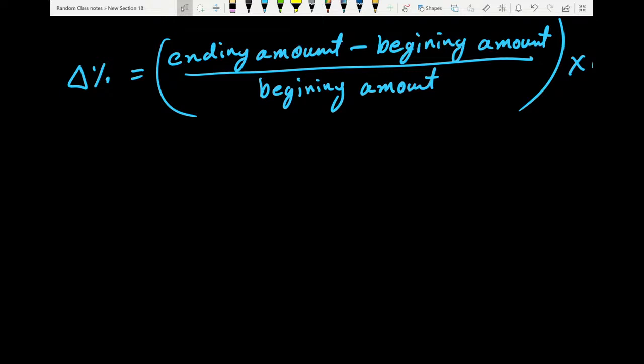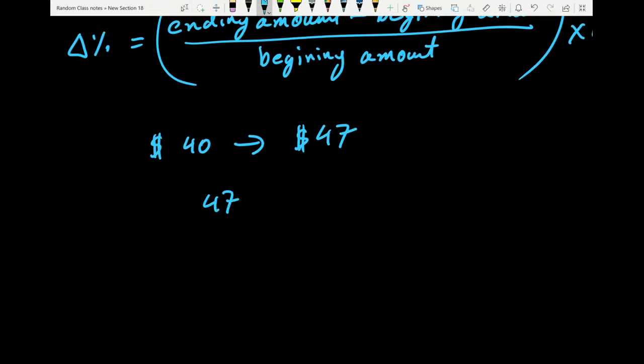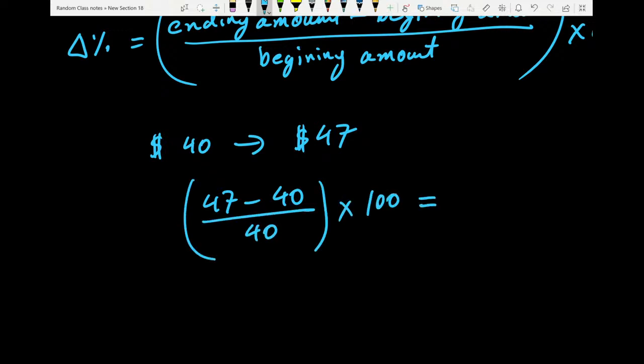So remember the question that I asked you: if something cost $40 and it jumped to $47, what's the percent change? So again, 47 minus 40, divided by 40, times 100. Let me use my awesome calculator. It is 17.5%.